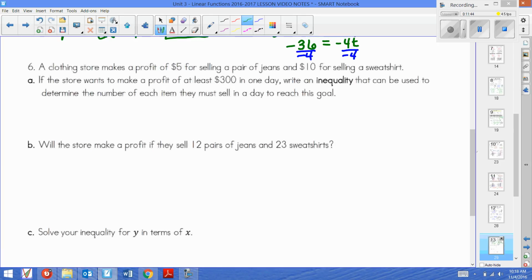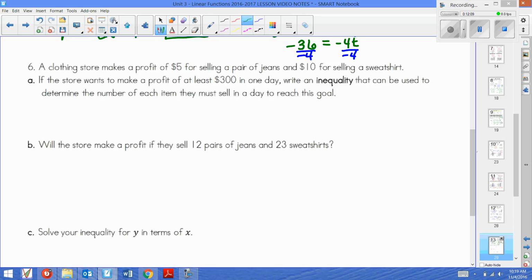All right, last question. A clothing store makes a profit of $5 for selling a pair of jeans and $10 for selling a sweatshirt. If the store wants to make a profit of at least $300 in one day, write an inequality. So we know right now we're going to have to use greater than, less than, greater than or equal to, or less than or equal to signs that can be used to determine the number of each item.